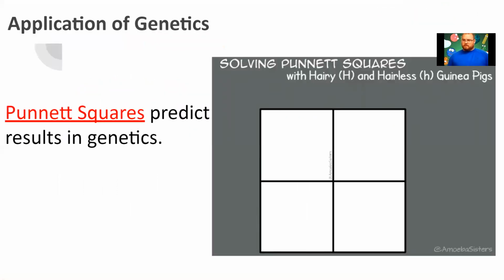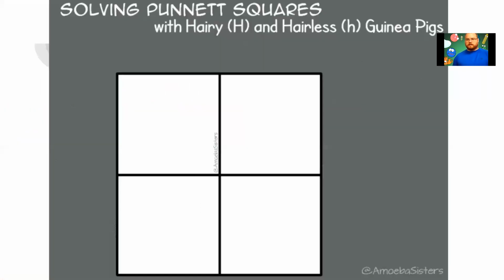And that's going to bring us to Punnett squares. Now, I'm going to work with you on a Punnett square here in just a minute. Punnett squares are used to predict the results in genetics. So we're going to do a simple monohybrid cross. Let's draw. It's going to need to be a brighter color. Let's go with red. All right, so let's say hairy and hairless guinea pigs.